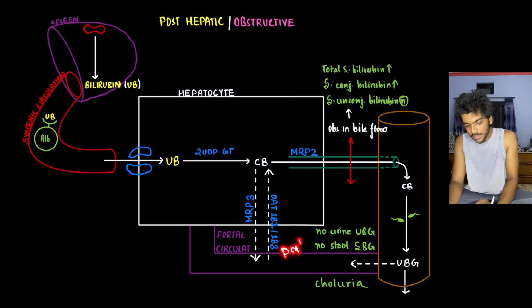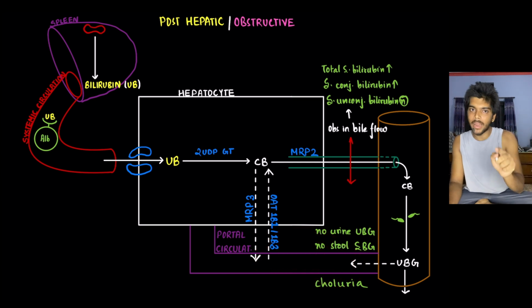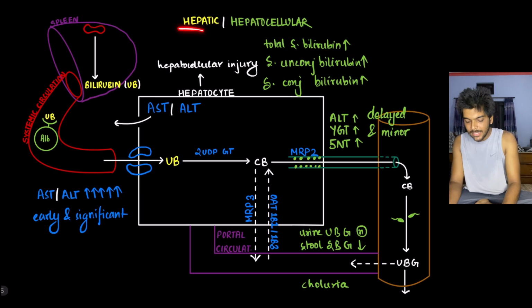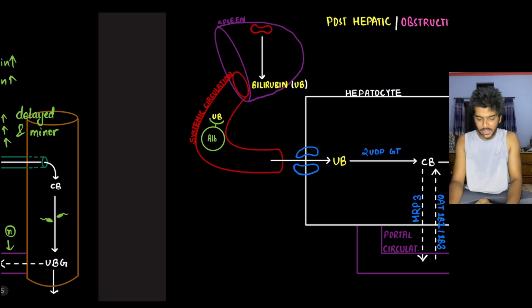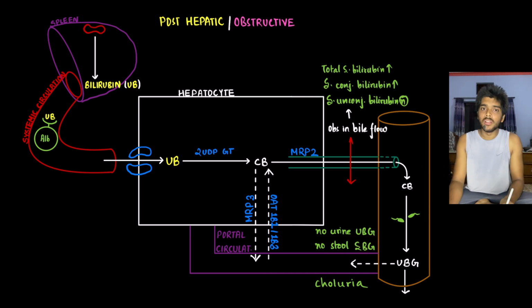So there is pale stool with dark urine, highly appreciable in post-hepatic jaundice. In hepatic jaundice, there is a low level of stercobilinogen, so the stool is not completely pale. But in post-hepatic, there is absolutely no stercobilinogen, so the stool is very pale and the urine is dark due to conjugated bilirubin.